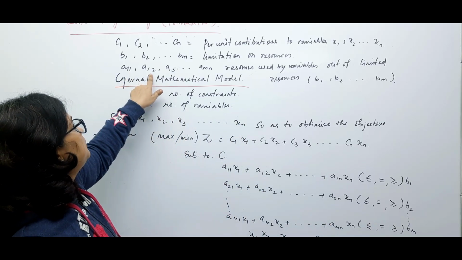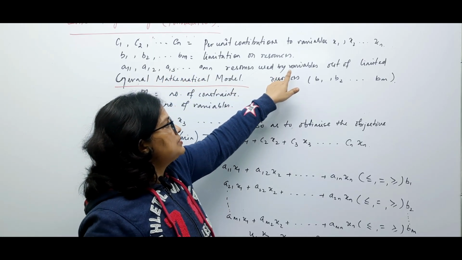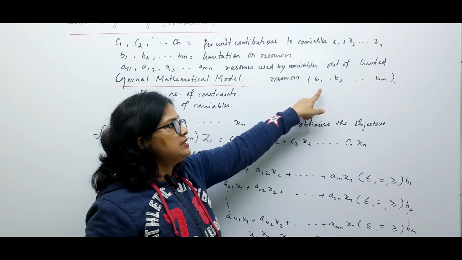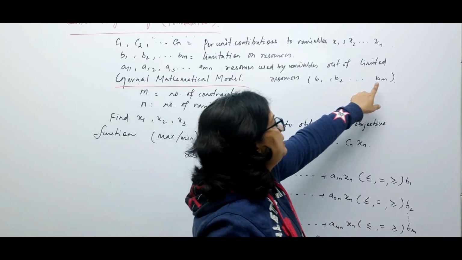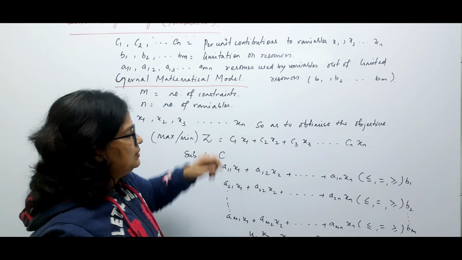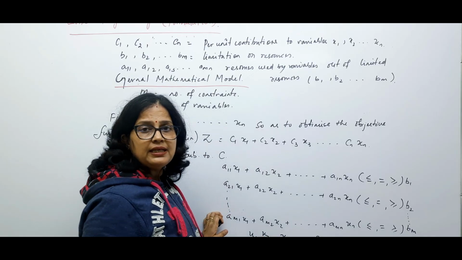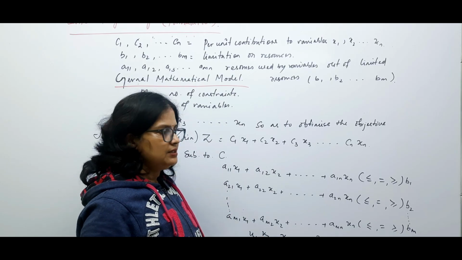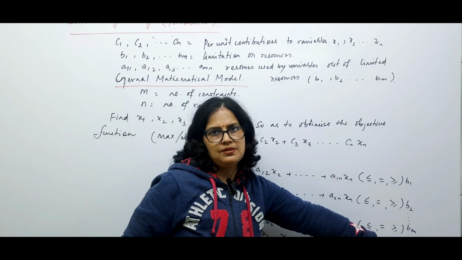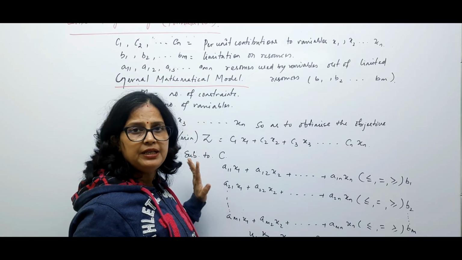A11, A12, A13, up to Amn are the resources used by the variables out of the limited resources B1, B2 and Bm. And B1, B2, Bm are the resources that are given in the question. That is the maximum resources. So this is the general formulation of LPP.